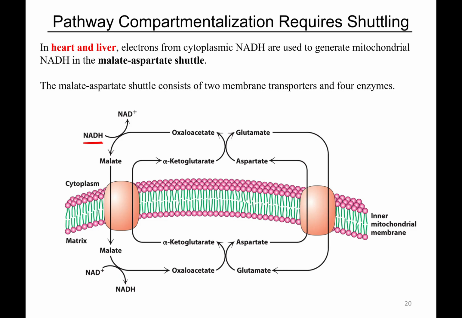The beauty of this is we now put NADH in the matrix, so these electrons can now enter at complex 1, which lets us maximize our ATP yield because we pump all 10 protons. Okay? So we absolutely get more energy out if we use the malate aspartate shuttle because we start at complex 1.